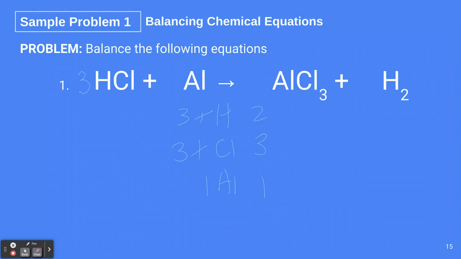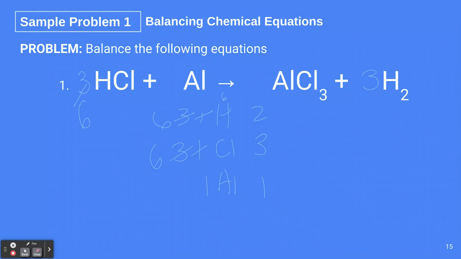And so what we might have to do is we might have to take a look. Okay, I've got 3 hydrogens and 2. 3 to 2, that's an odd even. So we're going to come to that common number of 6. And so to get 6, I need a 3 on my product side, and I need to change that 3 over here now to a 6. So now I've got 6 hydrogens on my product. I now have 6 chlorides.